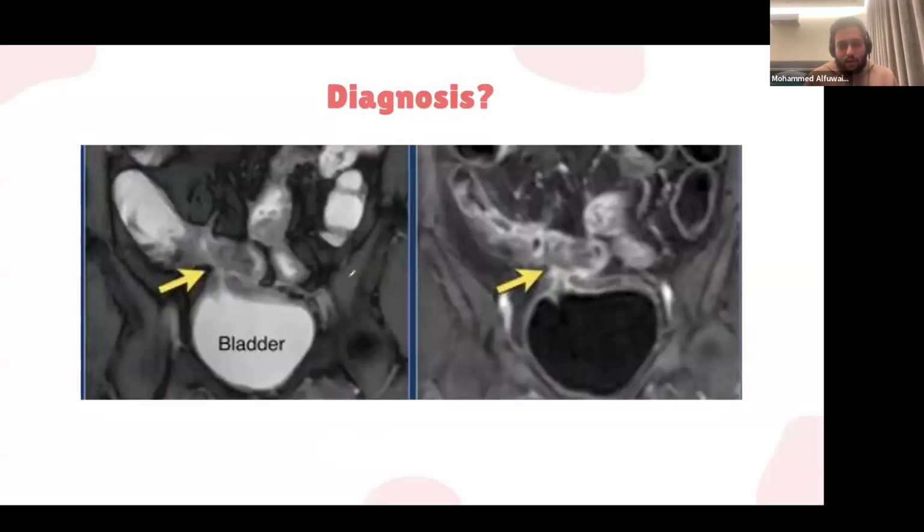What does this patient have? Crohn's or ulcerative? Firstly, tell me. Crohn's disease, good. So this is a fistula.